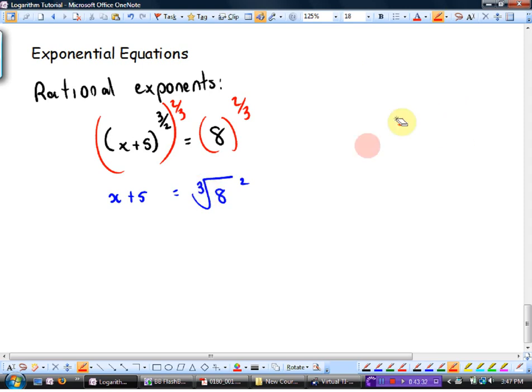Hey, by the way, what is the cube root of 8? 2, you say? Very good. Squared. At least you got that. I get x plus 5 equals 4. What does x have to be, in your head? Negative 1. So these were rational exponent questions. Both sides to the reciprocal exponent. Both sides, because your equation solving rule said you got to do the same thing to both sides.